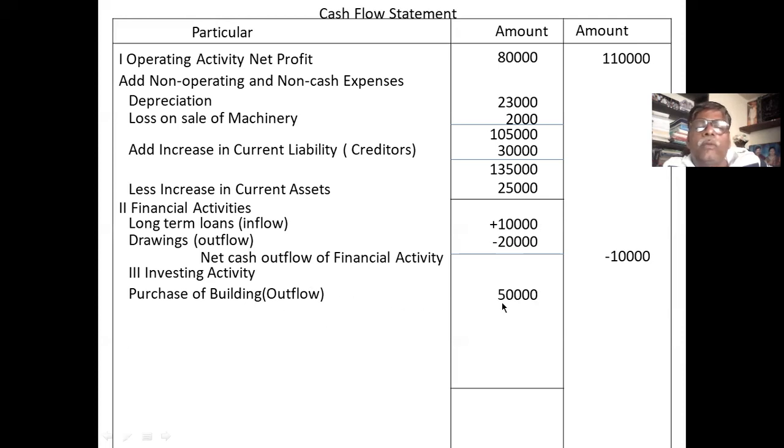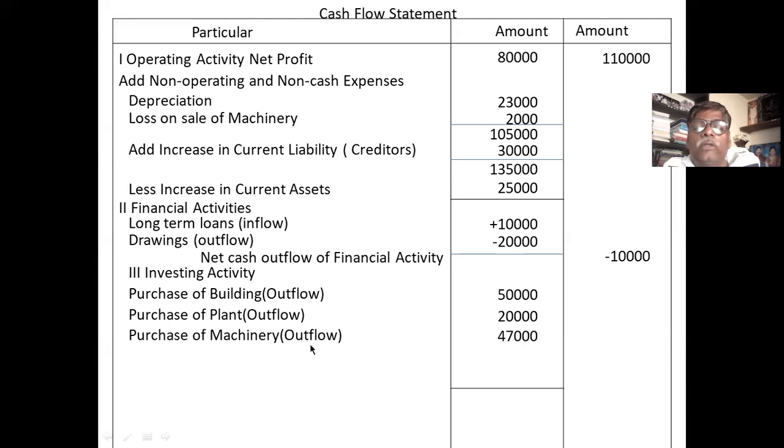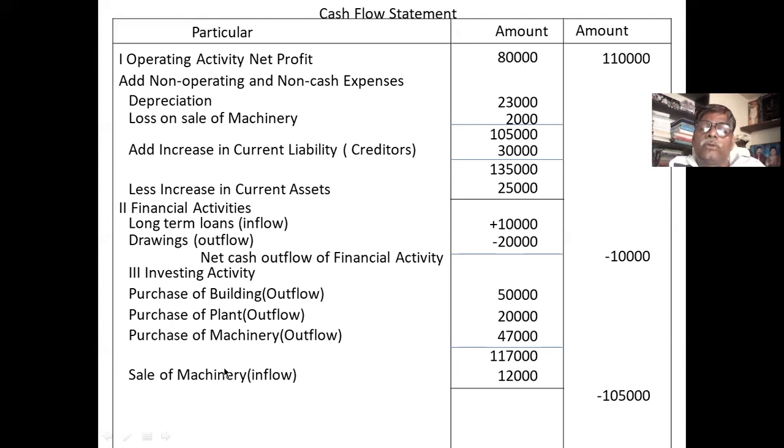First is purchase of building, 50,000 outflow. Purchase of plant is outflow. Machinery purchase 47,000 as per your account. These three are the purchases. Of the three, you take the total, less sale of machinery inflow. So 1,05,000 is minus.